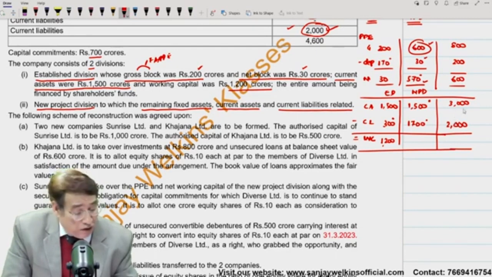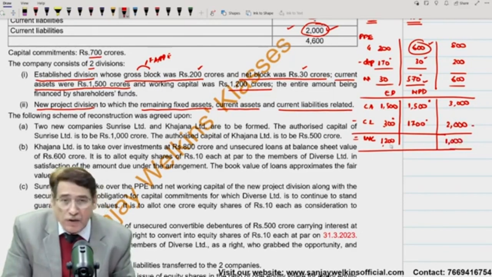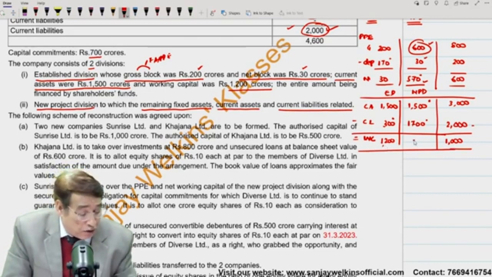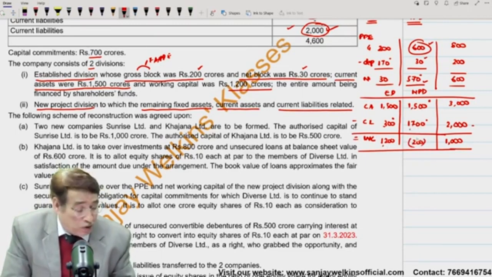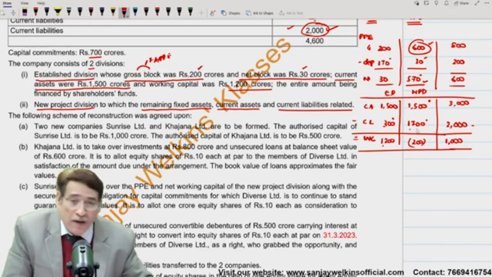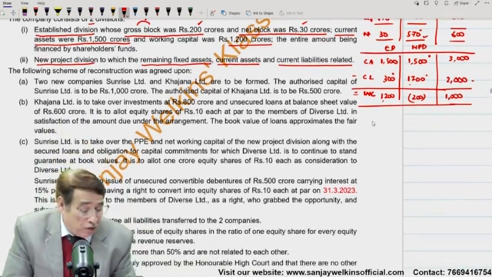Now, if I subtract 2,000 from 3,000, I may say total working capital is equal to 1,000. And out of that, 1,200 is the working capital of the establishment division. That means the working capital of this division must be negative. And you can also verify it because current liability is more than current assets. So quite obviously, this division is having negative working capital.